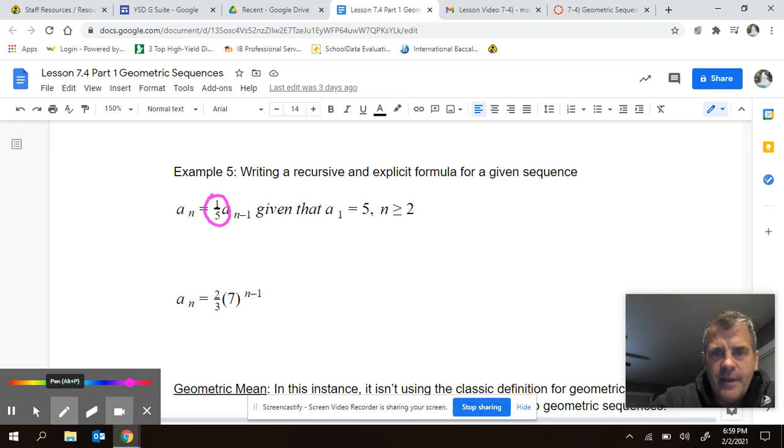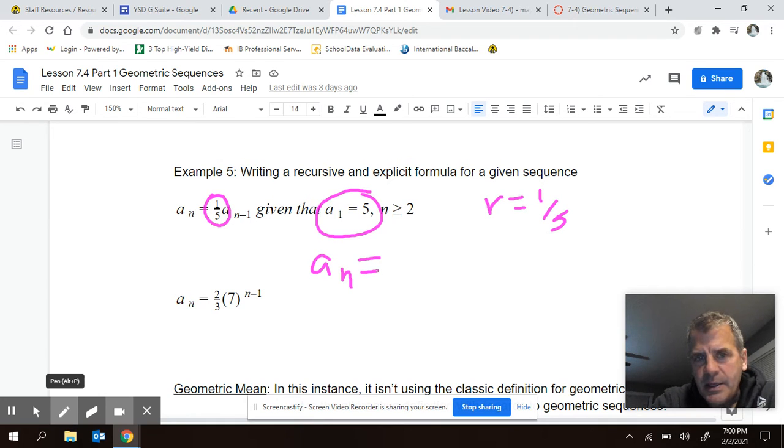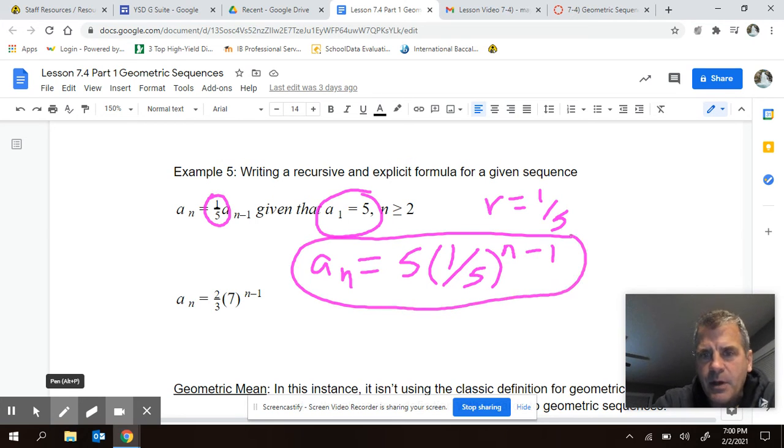So we are given that our r value is not 1/2, like I said in the previous video, but indeed it is 1/5. And since we know that our common ratio is 1/5, we can use that in conjunction with this first term to be able to write our explicit form of this sequence. So we're going to go a sub n is equal to our first term times 1/5 to the n minus 1. That's it. That's all there is to it. We would use that then in its explicit form to be able to generate our sequence.